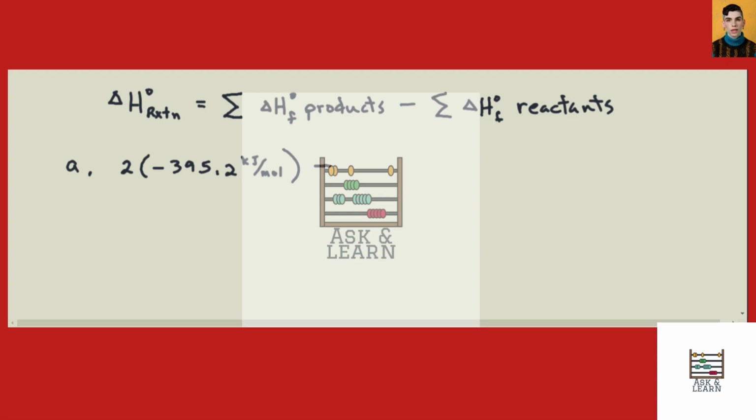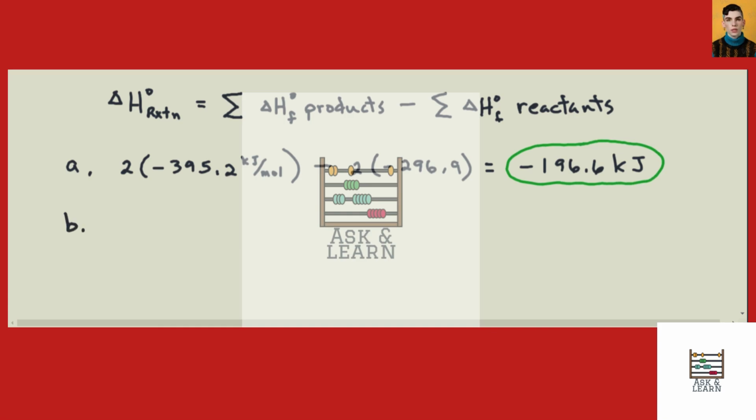Now I need to subtract the sum of the heat of formation of the reactants. There are 2 moles of SO2. SO2 is negative 296.9. The other reactant is oxygen, but that is in its elemental form. So by definition, its heat of formation is 0. So we do not need to include that here. So calculating this gives me negative 196.6 kilojoules. And that would be my answer for part A.